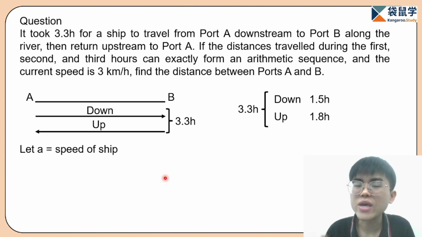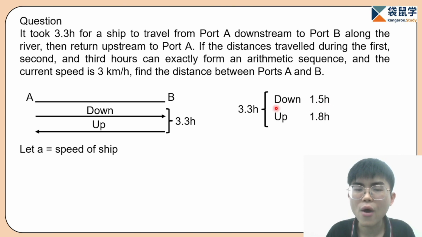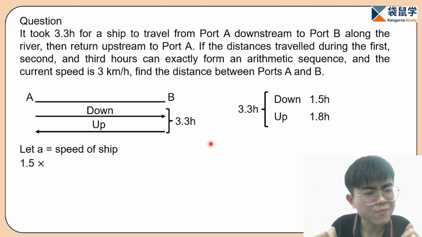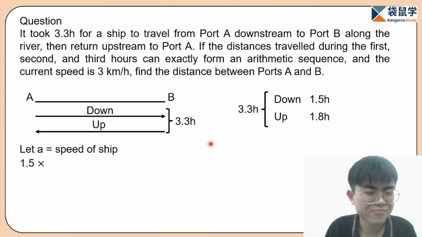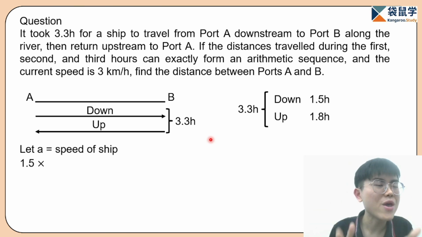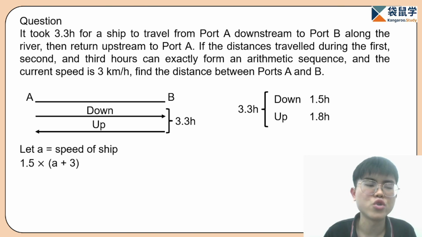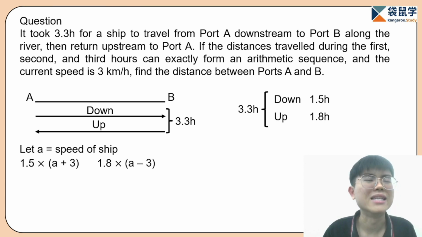So to find the distance, we can use the time multiplied by the speed. In this case, we have going downstream 1.5 hours. We'll need to multiply by the speed. So everyone, in this case, we say that the speed of the ship is A. It is just A. In this case, because it is going downstream, we still have to sum up with the speed of the water, which is 3 km per hour. So it will be A plus 3. And then for going upstream, we use 1.8 multiplied by the speed, which is the speed of the ship minus the speed of the water, A minus 3.